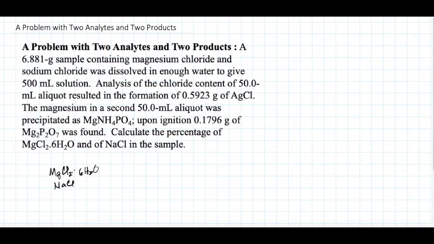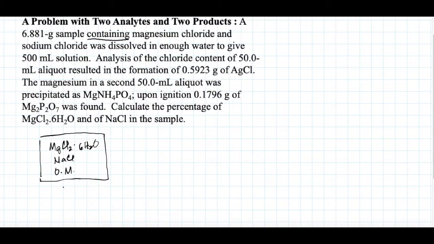Now, is it possible that we have other inert materials? Well, yes, because according to the problem, you have a certain sample containing these two components, so it is also possible that we have other inert materials. Now, this sample was dissolved in 500 ml solution. Therefore, we can write here, you have 6.881 grams, and it is dissolved in 500 ml solution.